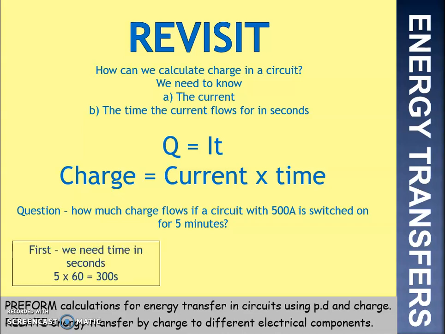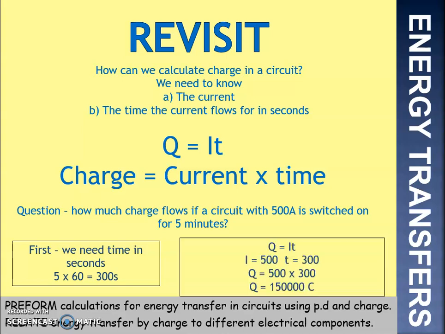Okay, so first off, we need to convert our time to seconds. It's no good having it in minutes, that doesn't work for us. So we know there's 60 seconds in a minute. We've got 5 minutes, so that's 5 times 60, giving us 300 seconds. We then use our equation. Charge is current times time. Current's 500 amps times 300 seconds. 500 times 300 gives us 150,000 coulombs.